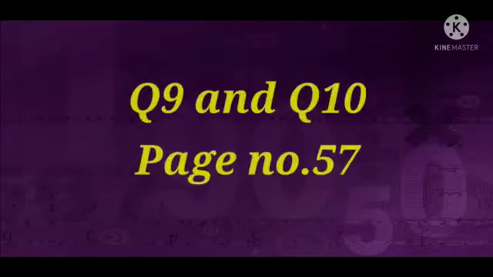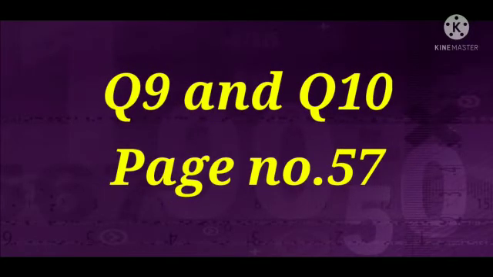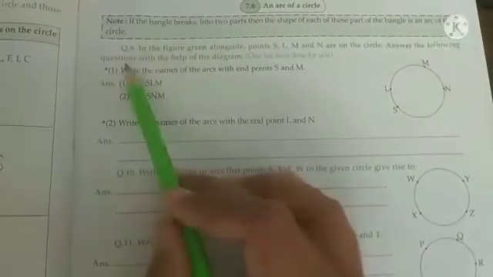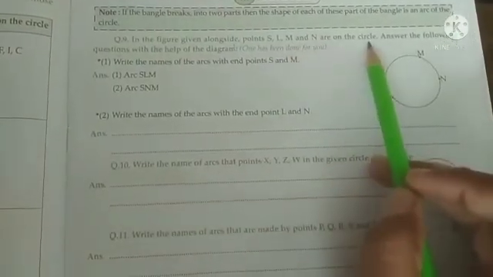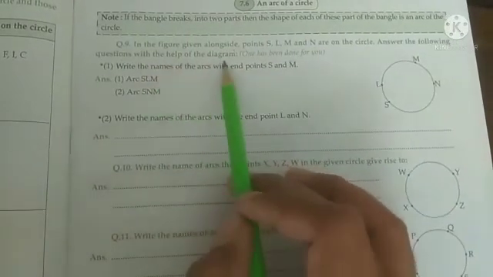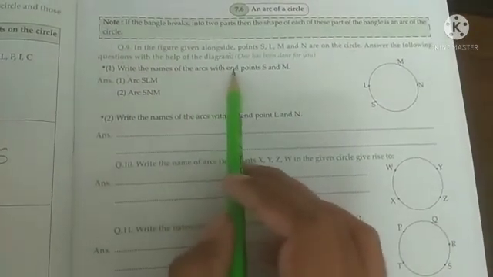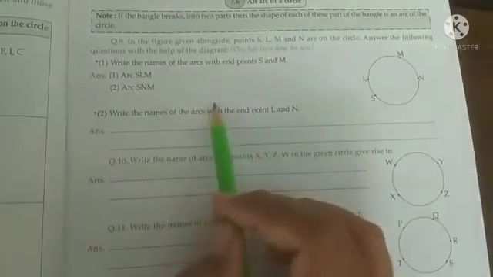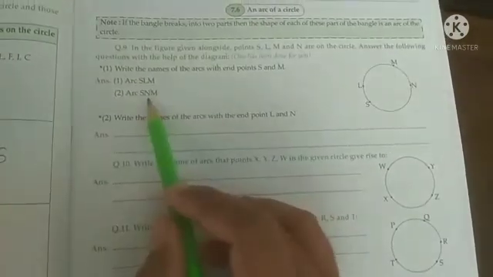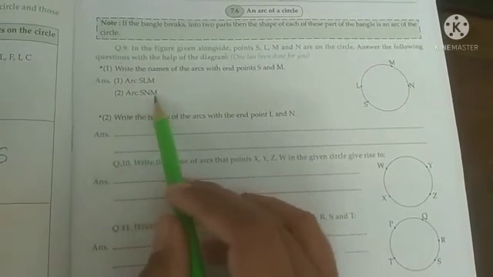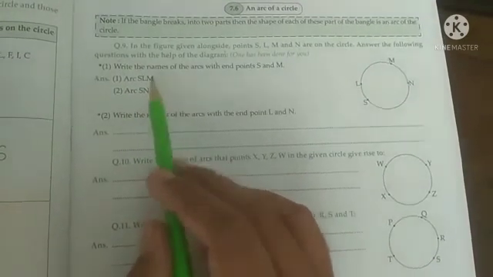Now let's see question number 9 and 10 of page number 57. Now see question number 9. In the figure given alongside, points S, L, M and N are on the circle. Answer the following questions with the help of the diagram. First one, write the names of the arcs with end points S and M. That has been done for you. That is arc SLM and arc SNM. The end points should be S and M.